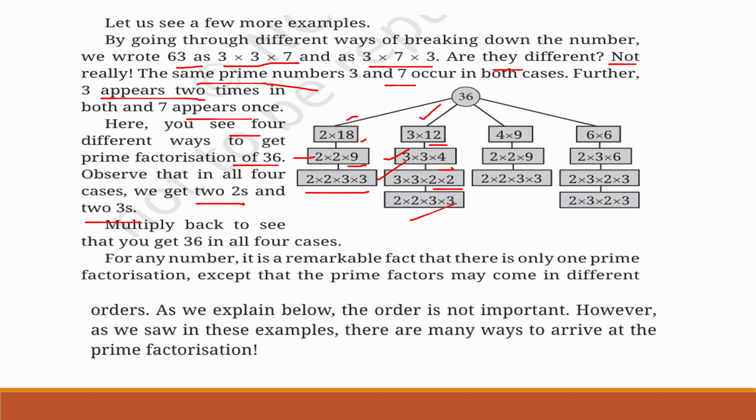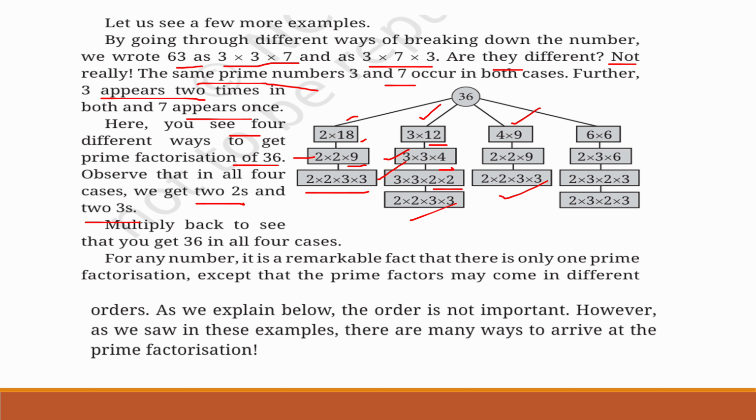Next, 36 is equal to 4 into 9. Here 4 and 9 both are composite numbers. So we can rewrite 4 as 2 into 2. Then 9 can be written as 3 into 3. So 2 into 2 into 3 into 3.